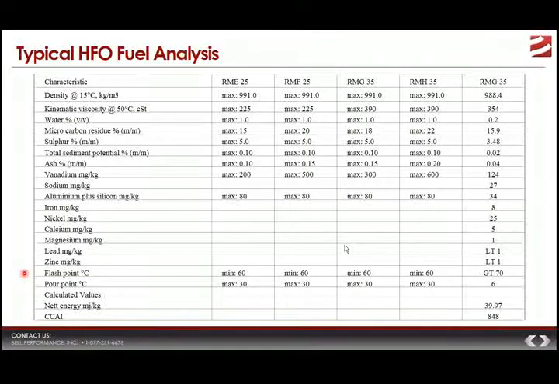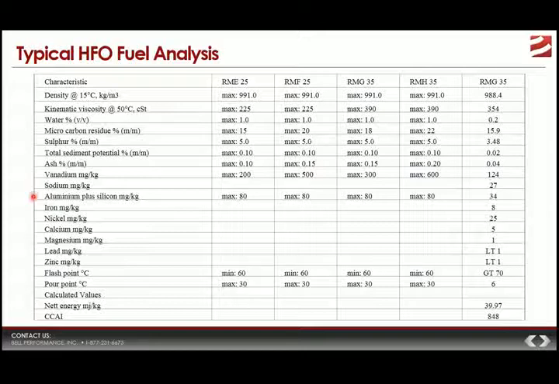Other things, vanadium. Vanadium content affects corrosion. Aluminum and silicon content, you see these inorganics around all in here. Aluminum plus silicon content is capped because excess amounts of that can contribute to the abrasiveness of the fuel, as well as influence its ash-producing characteristics.